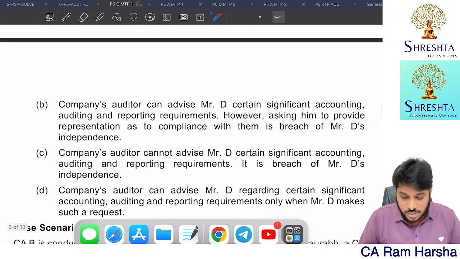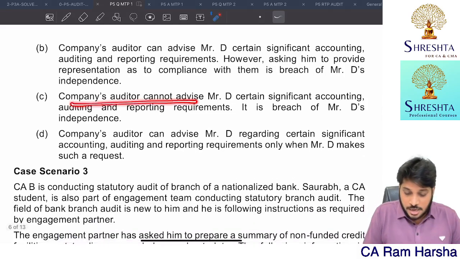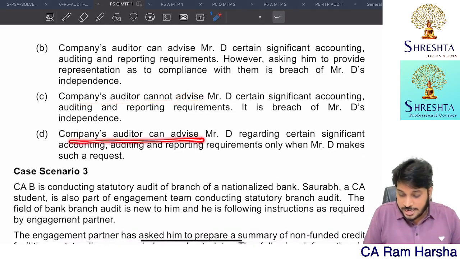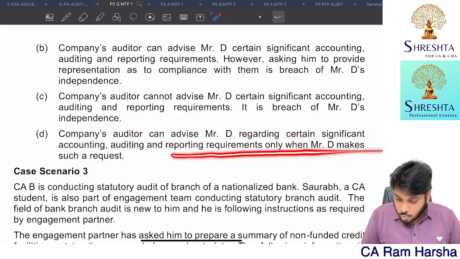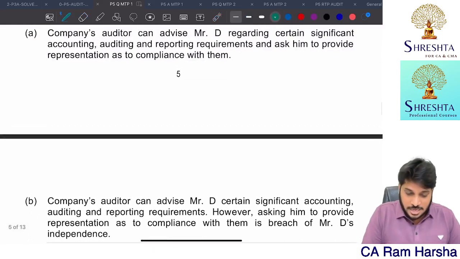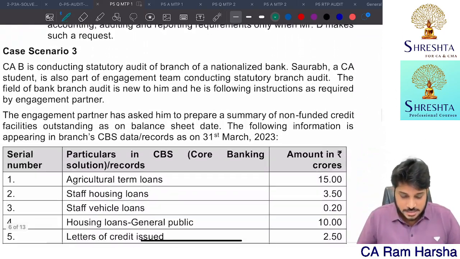Breach of independence. No, that's not correct. Company auditor can ask. Company auditor cannot advise. Company auditor can advise regarding certain significant matters and reporting requirements only when Mr. D. That is also wrong. Option A is correct. Absolutely. When we read the first option itself, I felt it is the absolute answer. Yeah. Next. Case scenario 3.